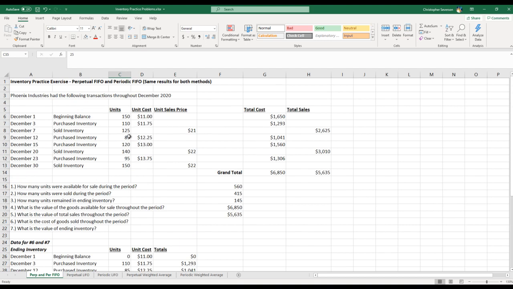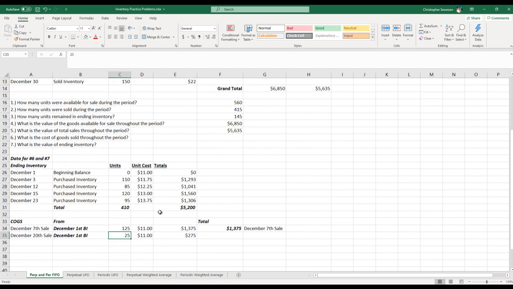25, but we needed 140. So we need 115 left. We go to the next layer because FIFO moves down. We move forward in time. So we can basically take the December 3rd inventory, and we can only have 110 of them. We need 115, but there's only 110 here to deal with. So we're going to take that away.